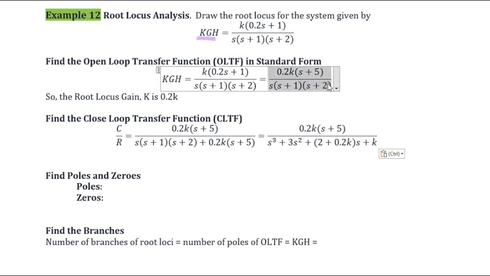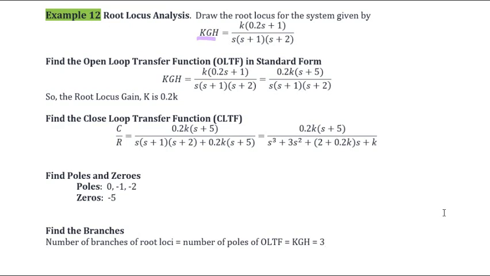The poles and zeros are just found from the open loop transfer function. So the poles are 0, -1, and -2. And for the zeros, the zero in the numerator is just -5. When we go to find the branches, we know there are 3 poles, so there are going to be 3 branches.